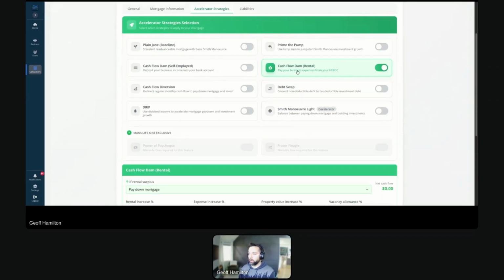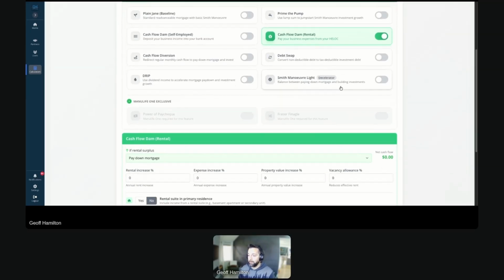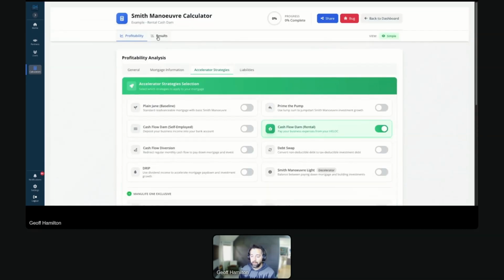And so with that, we're going to do a cash flow dam rental. We're not bringing in any money. We're not taking out any money. We're just cash flow neutral. So let's look at how that affects our results.